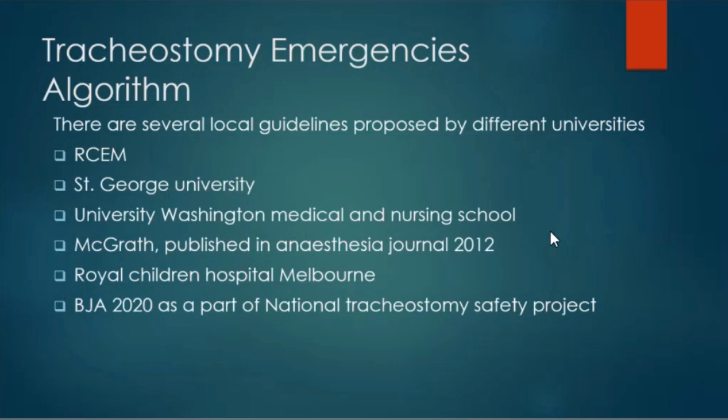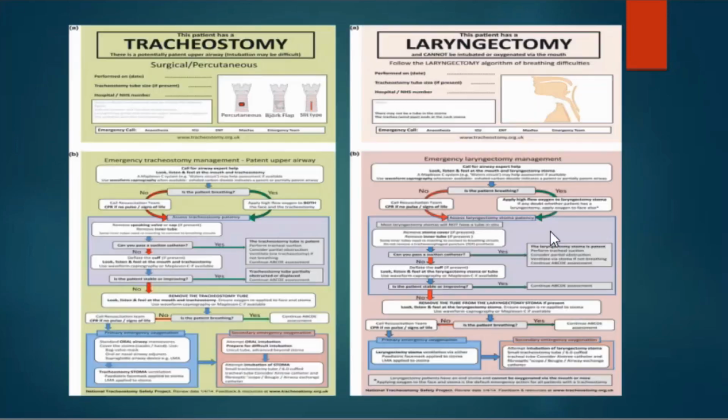important ones are the one published by McGrath in Anesthesia Journal in 2012, and the one published in the British Journal of Anaesthesia in 2020. It was a part of the National Tracheostomy Safety Project. So in the coming few slides, we'll see a few of the algorithms. This one is by McGrath, which I told you was published in the 2012 Anesthesia Journal.